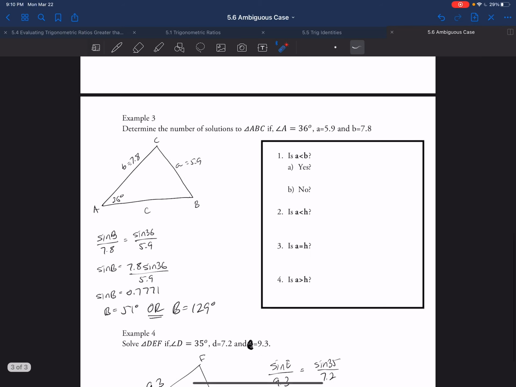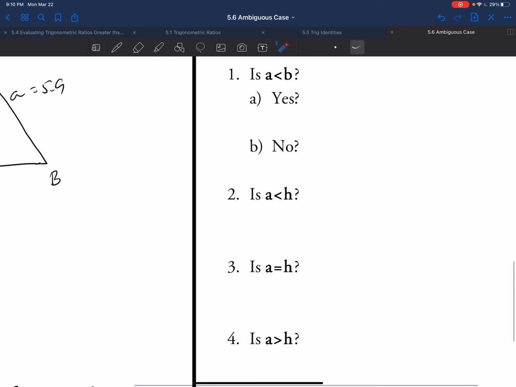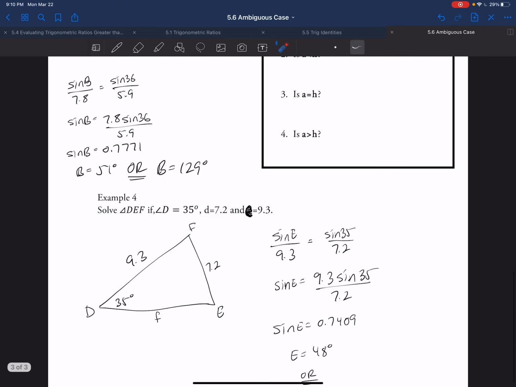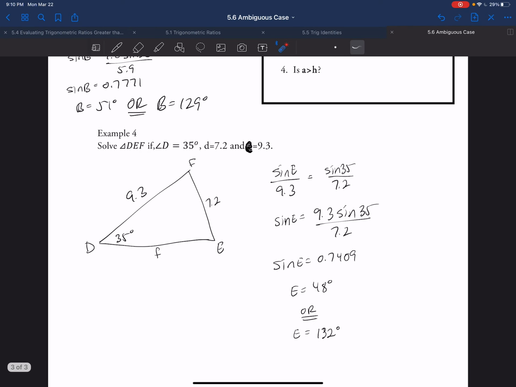If you look in your textbook, there are conditions that you can go through to check whether it's the ambiguous case or not. But I think that if you can just solve for two triangles, you solve. If you can't, then it's not ambiguous. Okay.